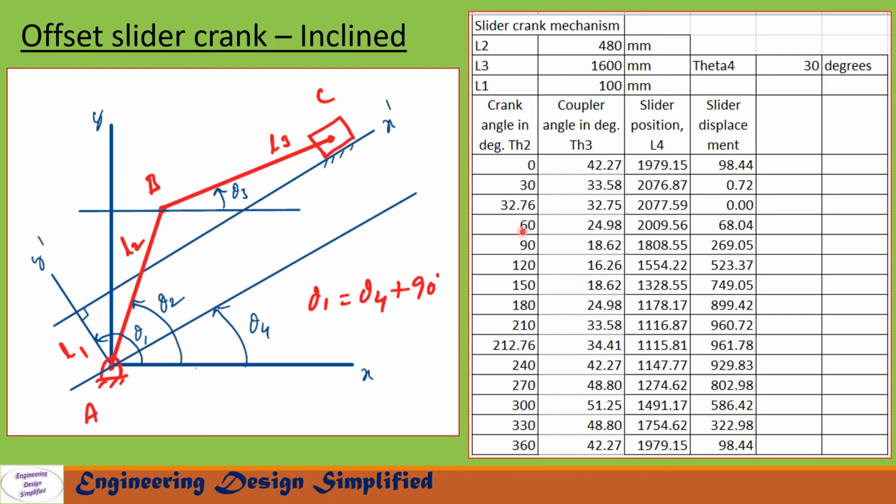So here this 32.76 is when this slider is at its farthermost point, and this theta 2, 212.76, will occur when the slider is at its nearest point. So here in this displacement calculation we have taken the farthermost point of the slider displacement as 0. So at the nearest point of the slider we take displacement as maximum, 961.78. So these are the values, and let us see the graphs in the coming slides.